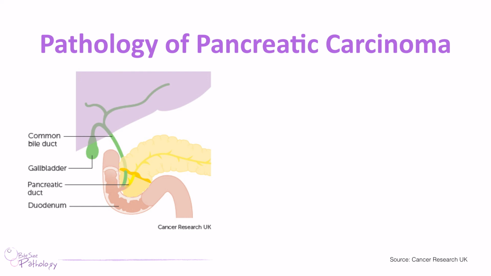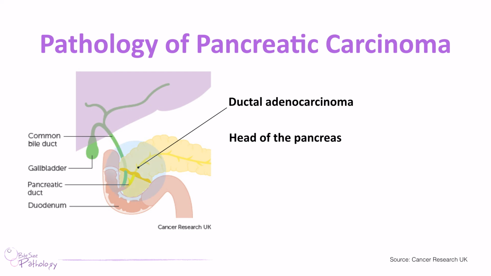So to talk about the pathology of pancreatic cancers, there's lots of weird and wonderful tumours and things that you can get at the pancreas, but the most common cause of pancreatic carcinoma is ductal adenocarcinoma. So that's a cancer affecting the cells that line the pancreatic duct. Most of these tumours occur in the head of the pancreas. So around 65% of tumours are found in the head of the pancreas.